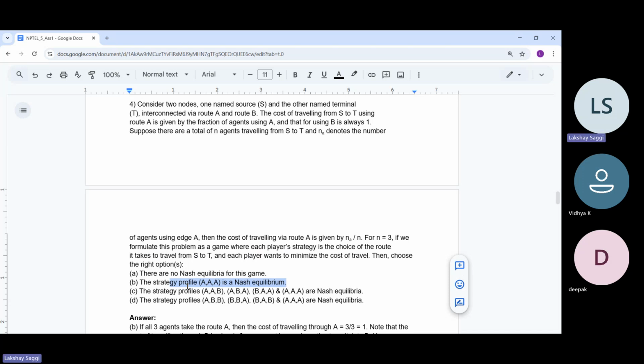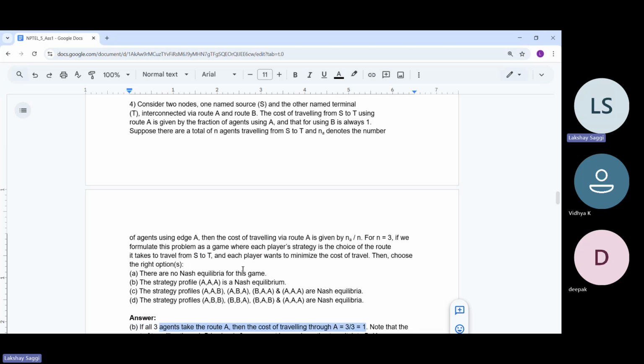So is this a Nash equilibria or is this not a Nash equilibria? Let's just consider any of the agents, say the first agent who's taking the route A. We know that all three agents are right now taking the route A. The cost of the route was given by the fraction of agents traveling through A. Since there are three agents and all are traveling through A, the cost through A will be equal to 3 by 3, which is equal to 1. So if all three agents take the route A, the cost of traveling through A will be equal to 1.